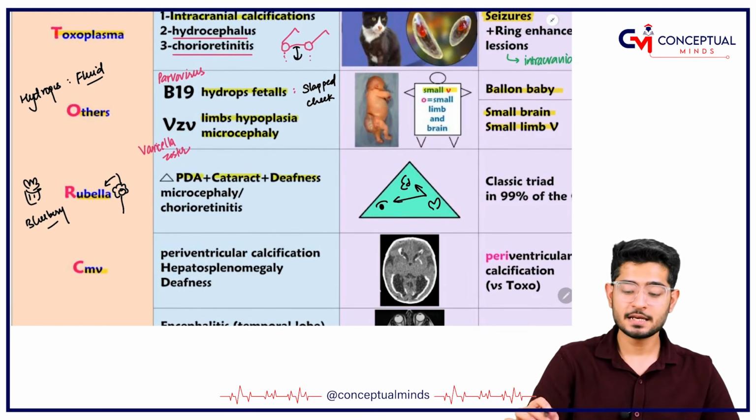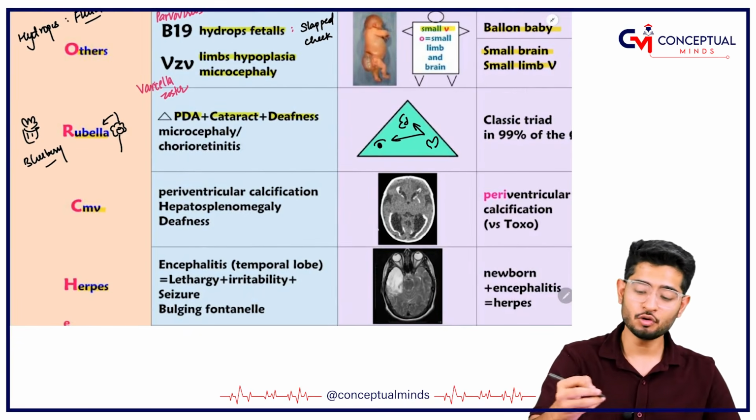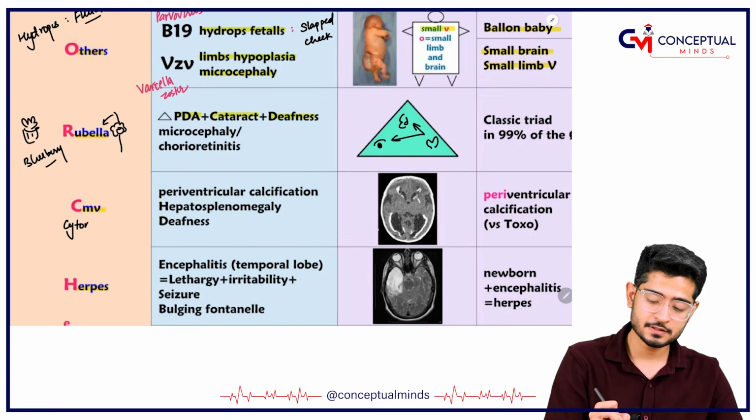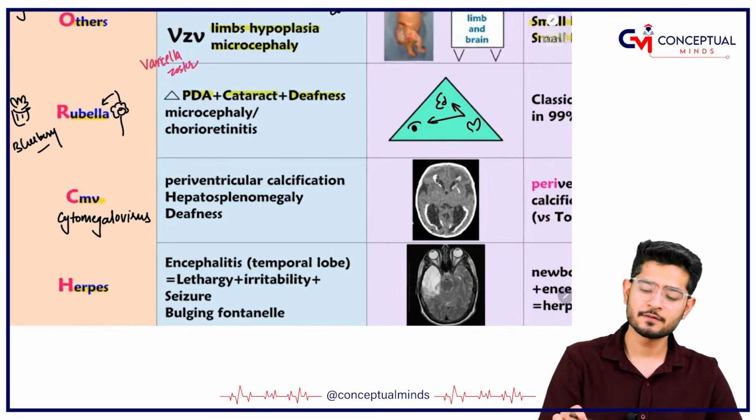Next, there is the blueberry muffin rash, which is also going to be seen in rubella. After that you have got CMV infection. What is CMV? Cytomegalovirus. Now it is going to have calcification.